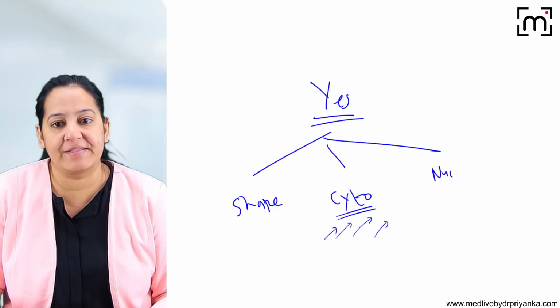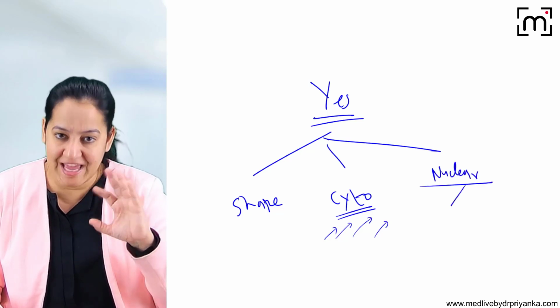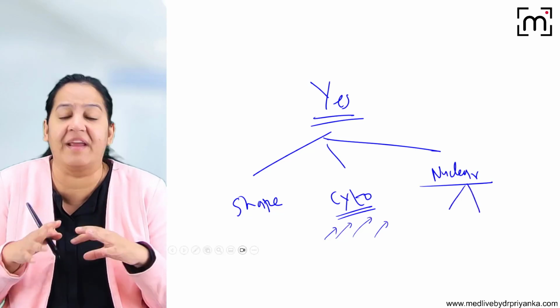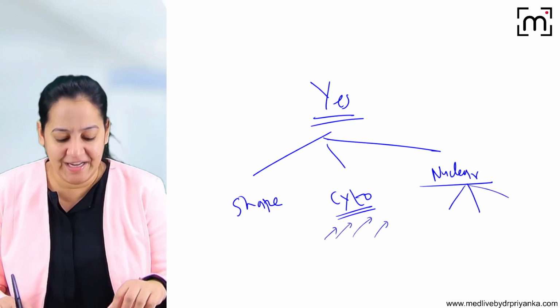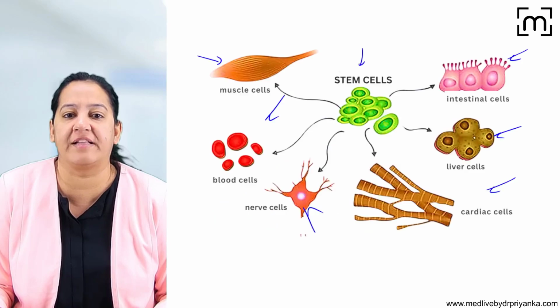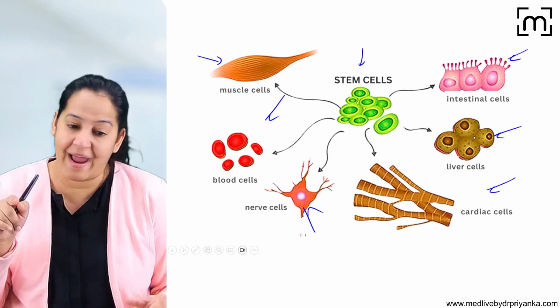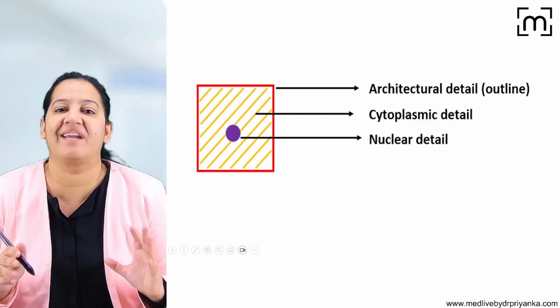And looking at the nucleus, the nuclear detail: the location of the nucleus can be central, can be peripheral, the nucleus can be compact, hyperchromatic, it can be vesicular, and there is the size of the nucleus. So basically looking at 3 details: the shape of the cell, the cytoplasmic detail, and the nuclear details. See, the shape of all these cells is different. See, the cytoplasmic color and details are different, and see, the nucleus is different. Based on these 3 things, we can identify a cell.